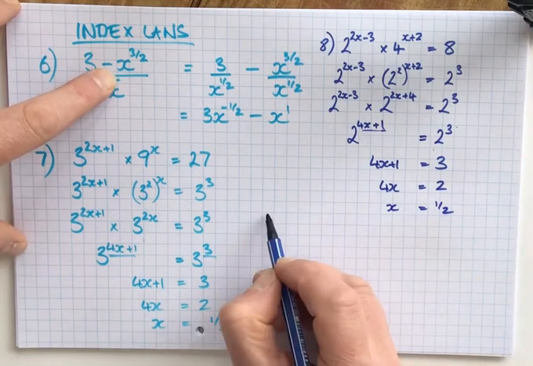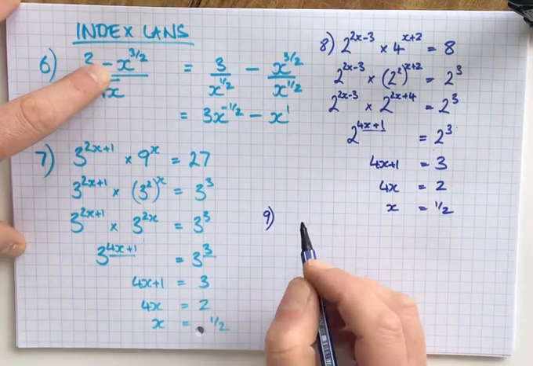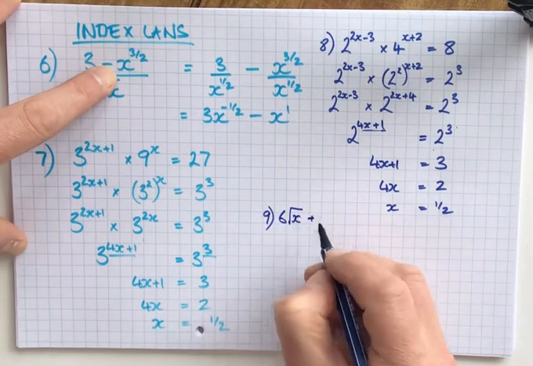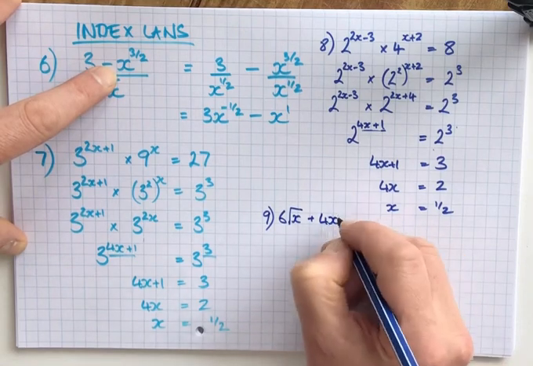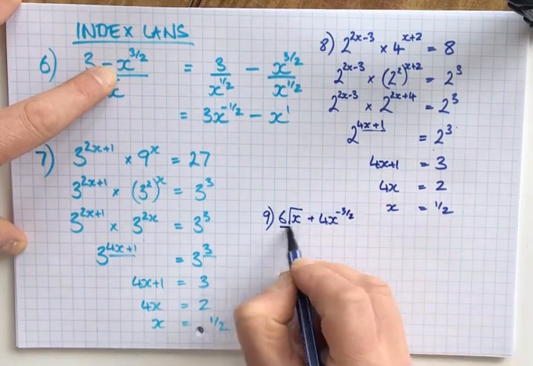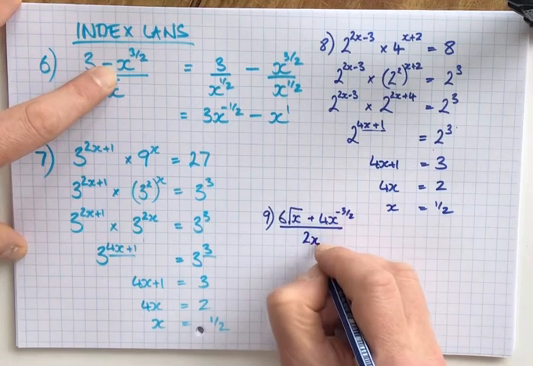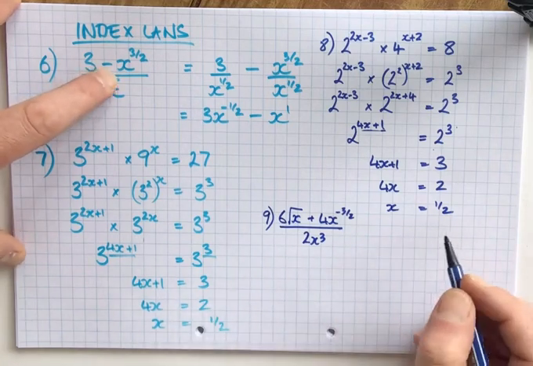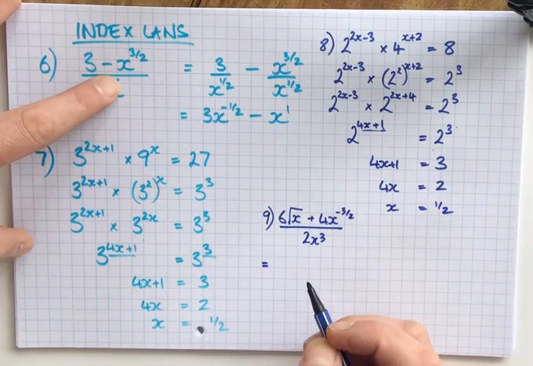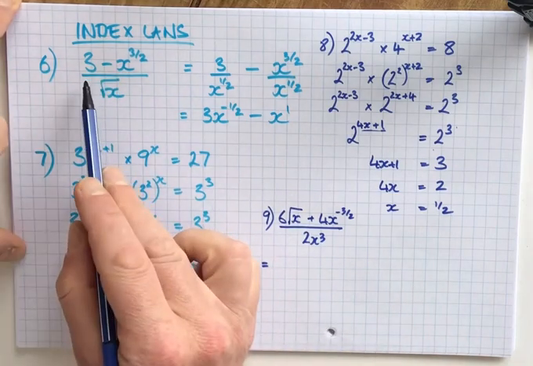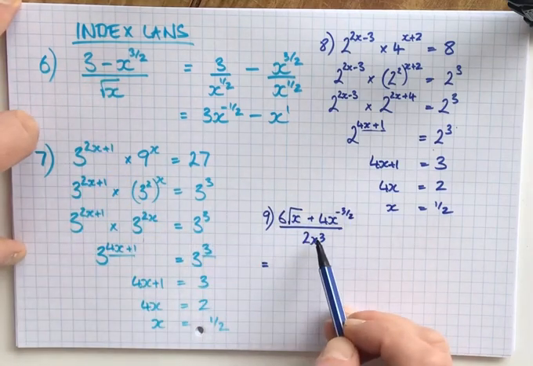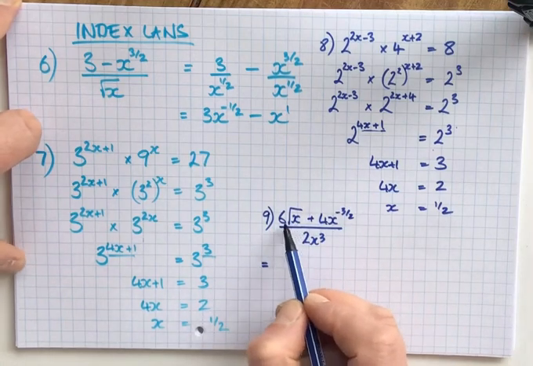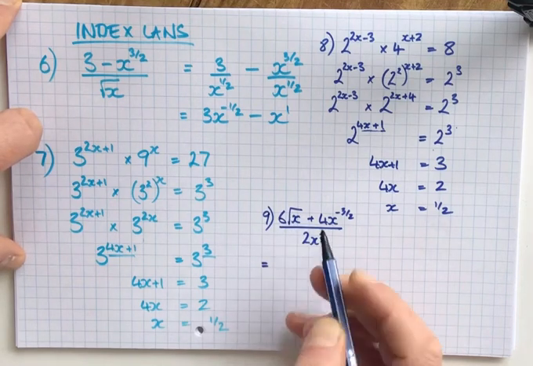Right, I'm going to see if I can squeeze number 9 in down here. It says, write this thing, 6 root x plus 4x to the minus 3 over 2, all over 2x cubed. We have to write it in polynomial form, so just in terms of powers of x, no fractions, no bits and pieces. As with number 6, we've got here two fractions. So I'm going to write it as two separate fractions rather than as one large fraction, and at the same time I'm going to rewrite this square root as x to the half.